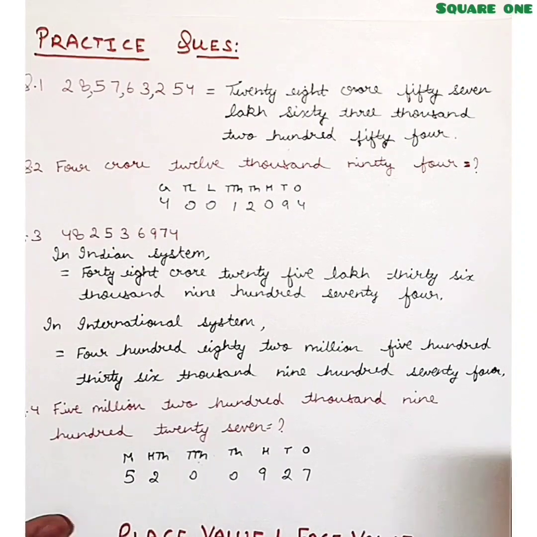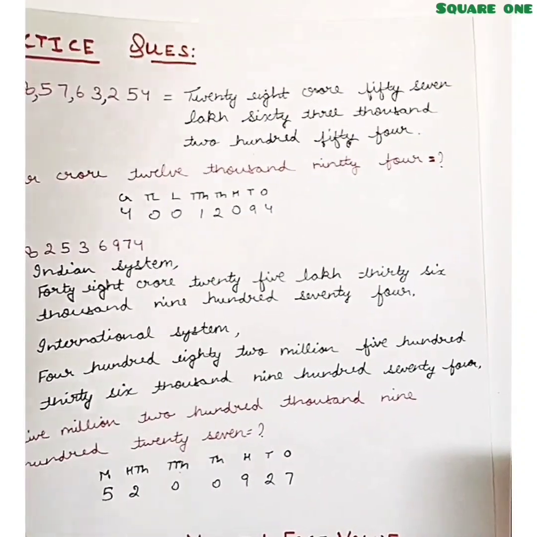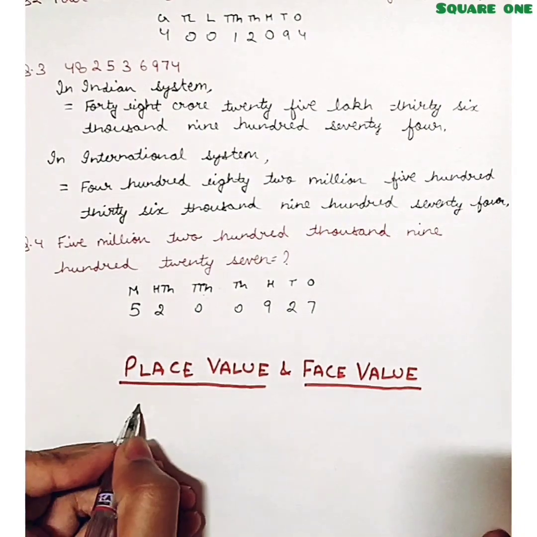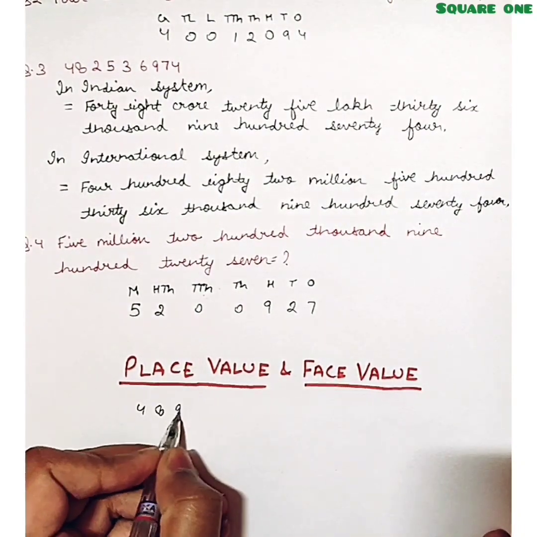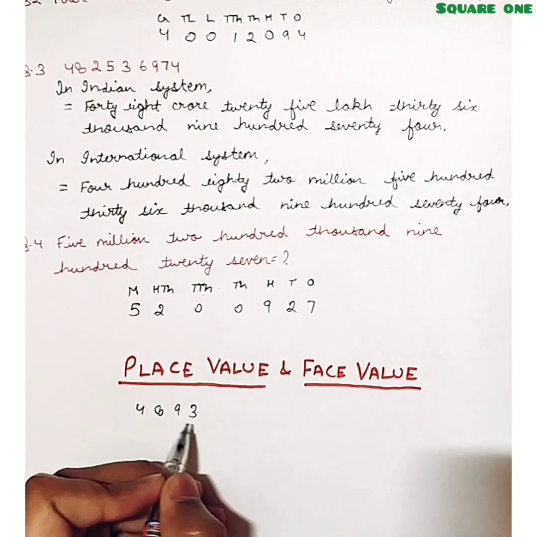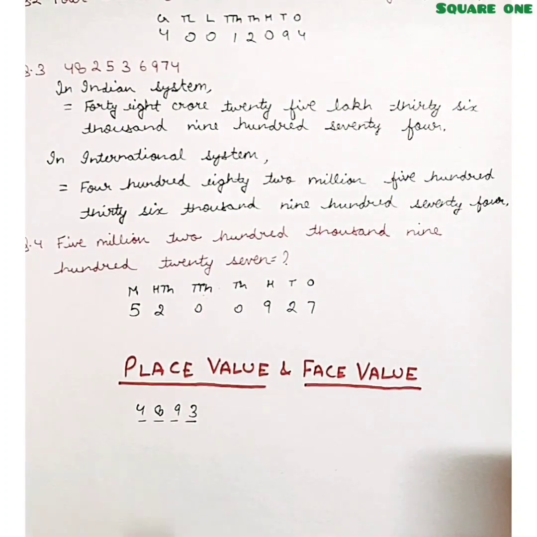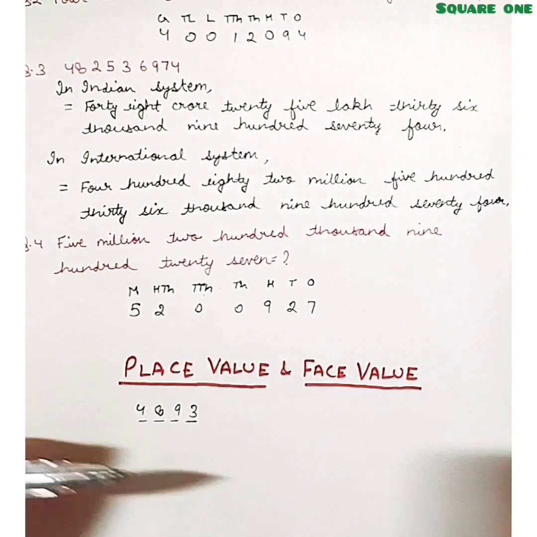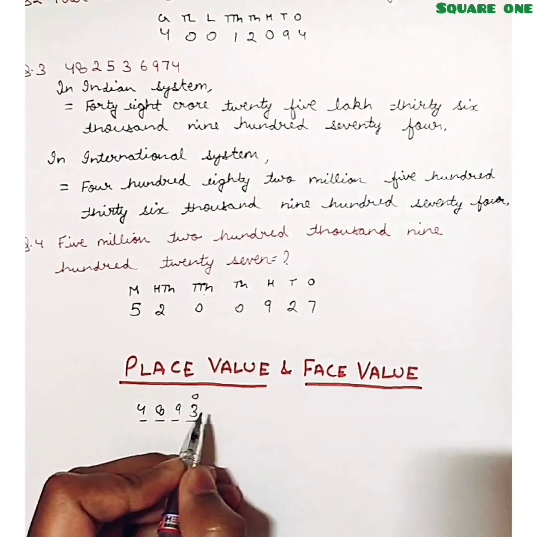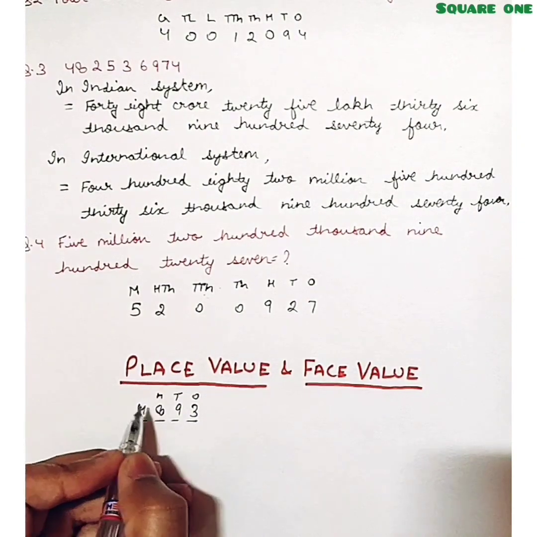Okay. Now let's move on to the first topic, that is place value and face value. Suppose I take up a number 4893. Okay, this is our number. This number has 4 digits. Now each digit in any number has a place name and a place value. Let me first write the place names. 3 is ones, then tens, then hundreds and then thousands.